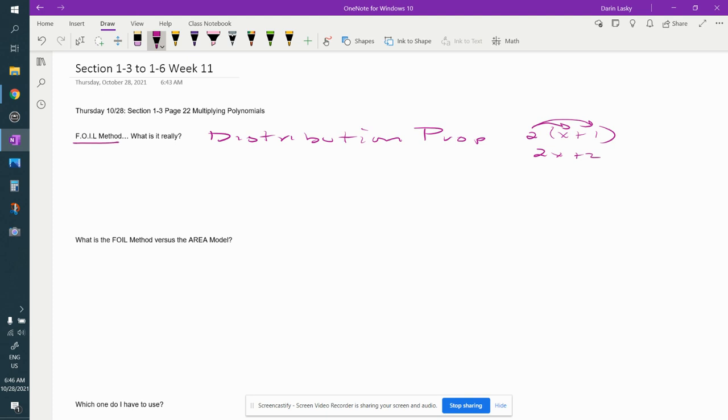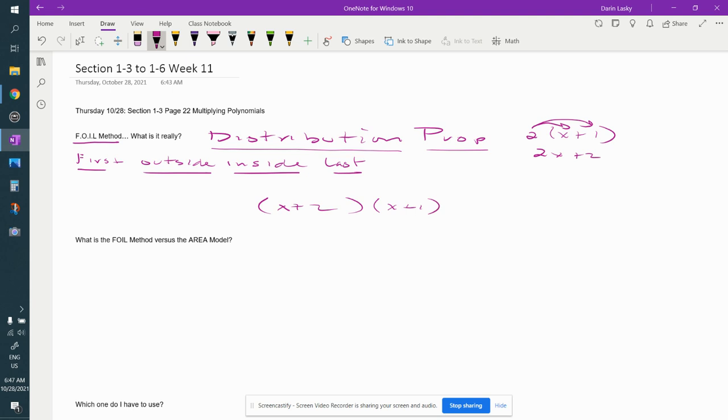Now, FOIL stands for first, outside, inside, last. Okay, first, outside, inside, last. So basically what we're doing now is we're taking two distributions. So we're going to take the idea of the distribution property that we had, and we're going to get x plus 2 and x plus 1.